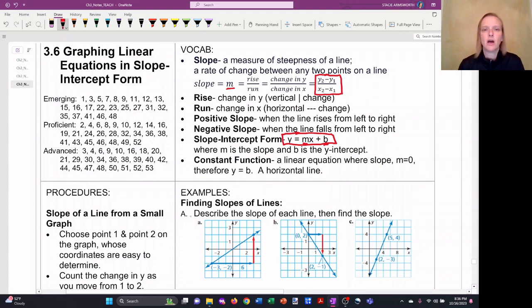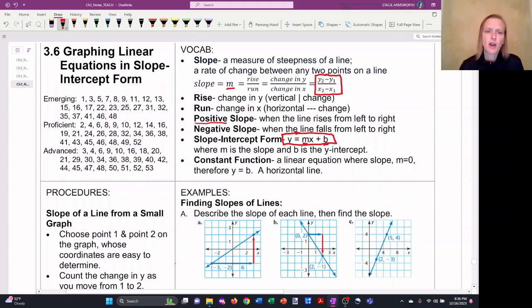So if we come down here for part A, describe the slope of each line, then find the slope. Describing the slope has to do with describing functions that we did a few lessons ago, but it's describing the slope as being increasing or decreasing, a positive slope or a negative slope. So positive slope is when the line rises as you go from left to right, the same way you read, going from left to right. And then the negative slope is when the line falls from left to right.